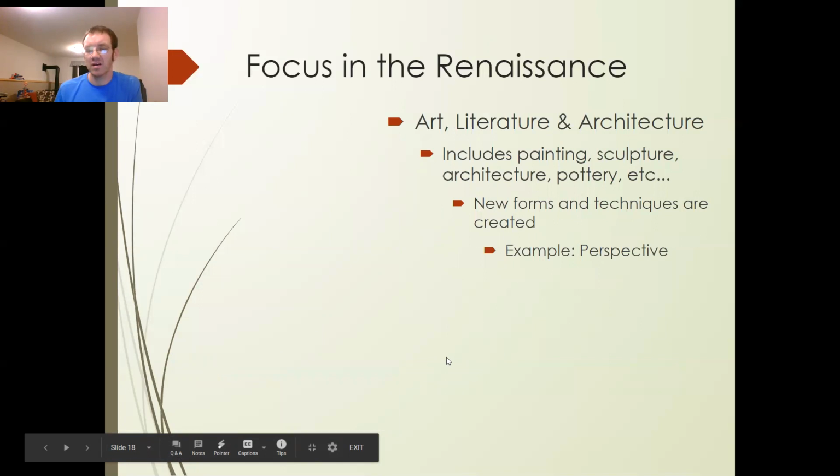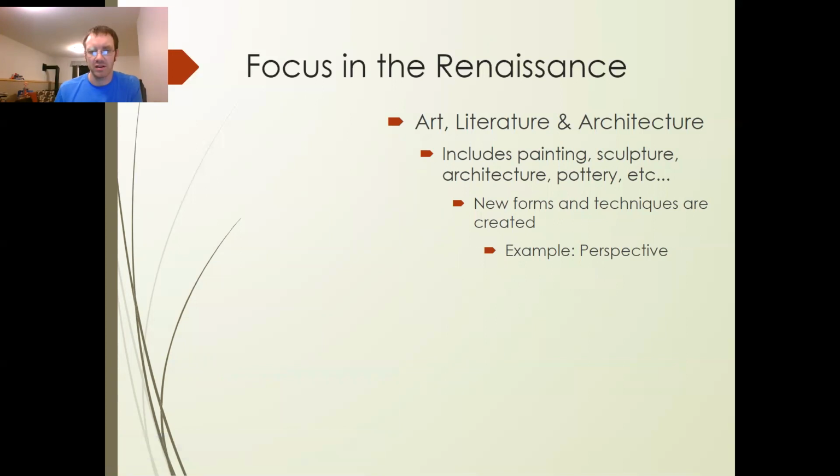The second focus is art, literature, and architecture. Painting, sculpture, architecture, pottery. There's new forms and techniques that come out as well. And the big reason they can focus on art and literature and architecture is because people have money. In the Middle Ages, there was no money, and it's really hard to live as an artist if nobody's going to hire you. Well, in the Renaissance, they loved art. And so they were hiring artists like crazy, which is pretty cool.